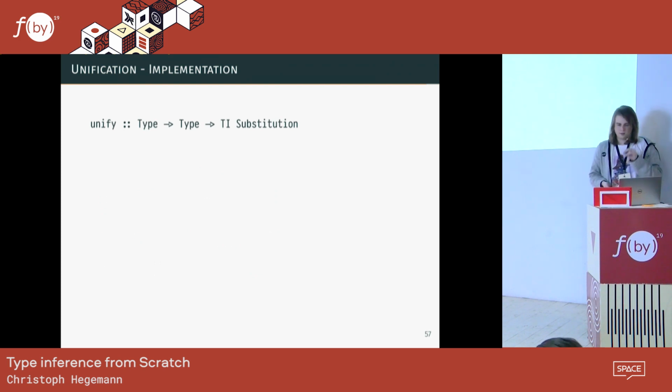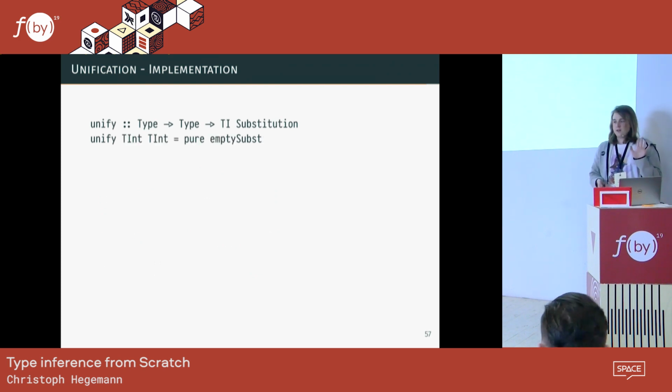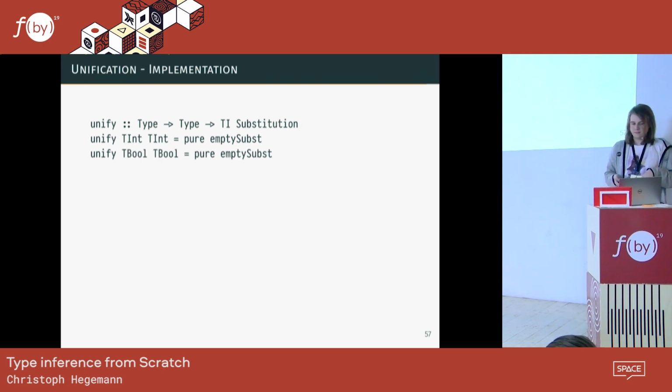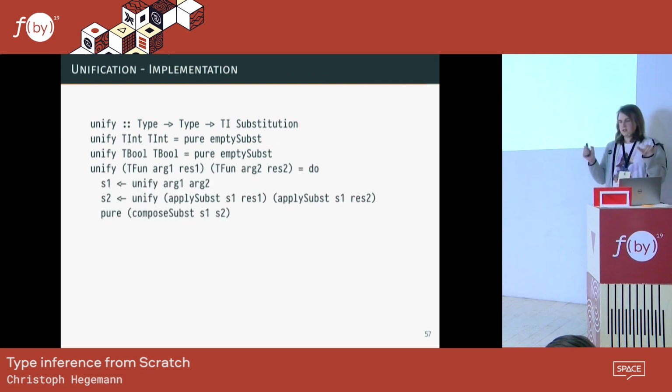So unification. The first two types that we can unify: if I get a type of int and a type of int, that unifies with the empty substitution. I don't need to do anything here. The same goes for bools. If I want to unify two function types, I need to unify the two argument types, and I need to unify the two result types.